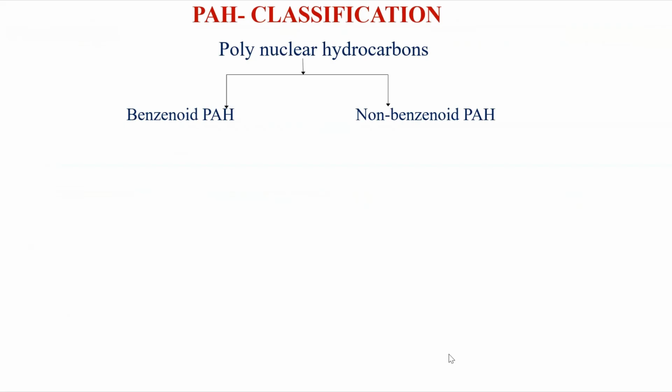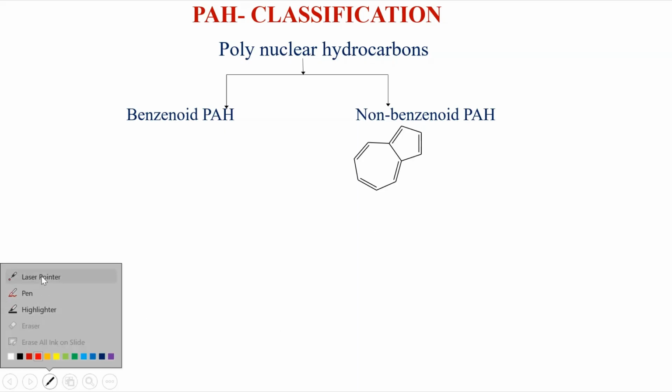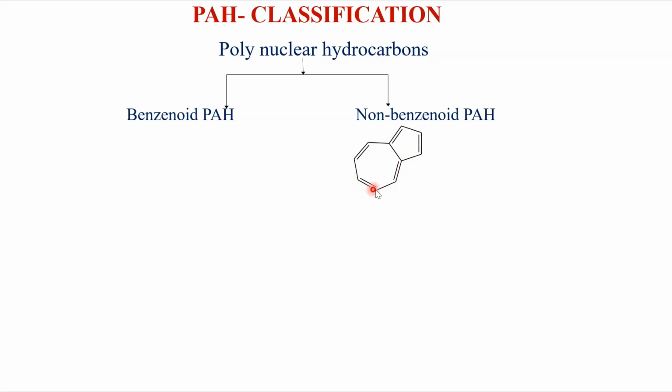Benzenoid, as the name indicates, consists of a benzene ring system. Whereas non-benzenoid does not consist of a benzene ring system, but has ring systems which are aromatic in nature, like we have seen here. Here it is a 7-member ring with a conjugated bond system and a 5-member ring with a conjugated bond system. It is totally aromatic and does not have a benzene ring. That's why they are classified as non-benzenoid aromatic hydrocarbons.